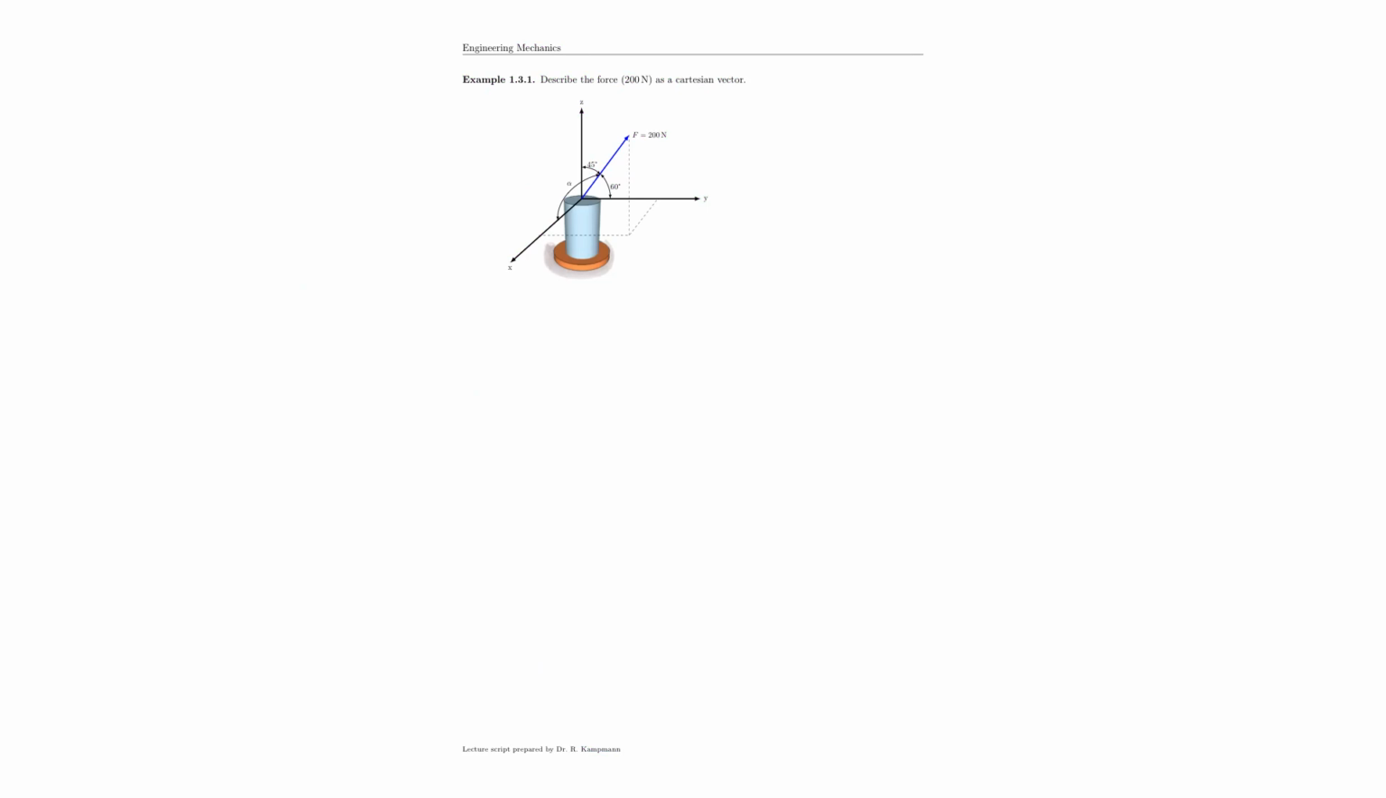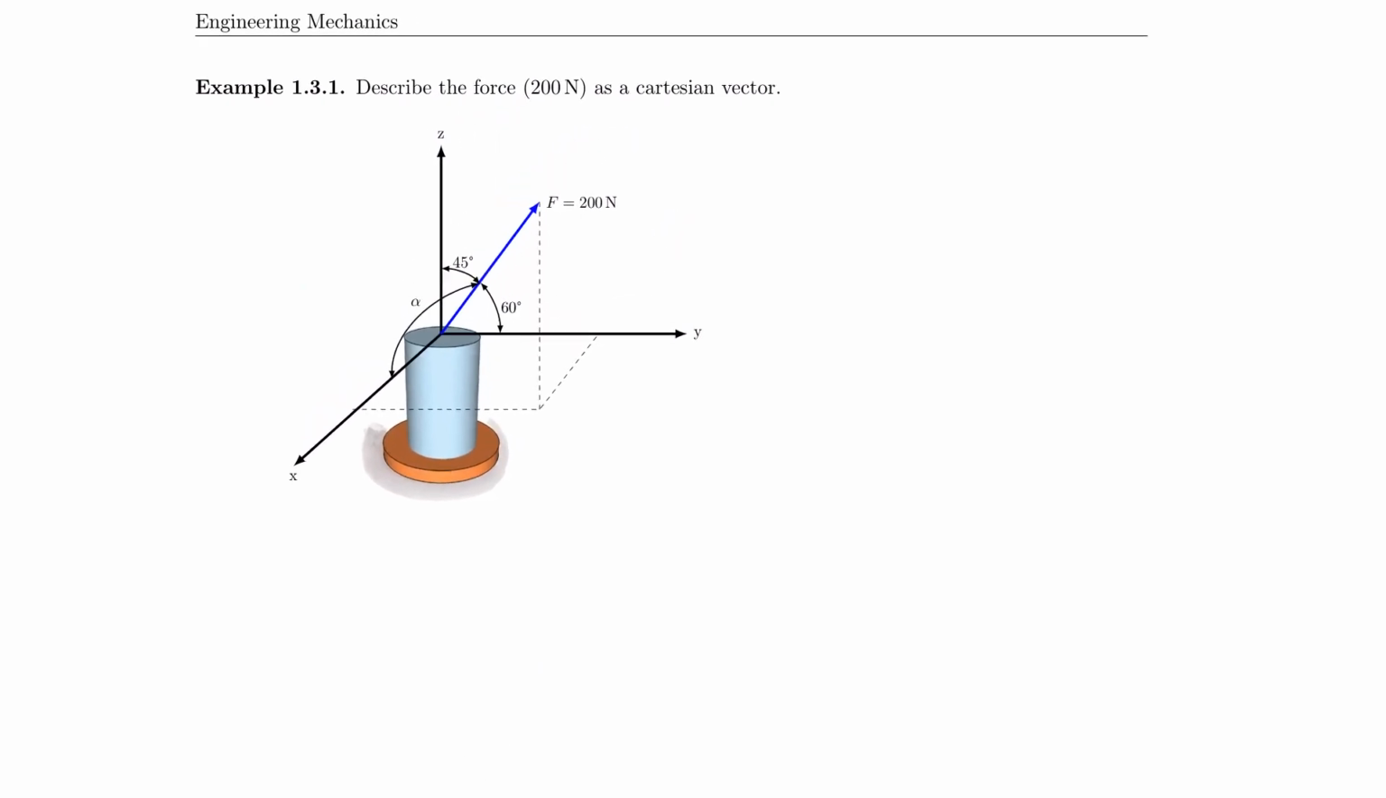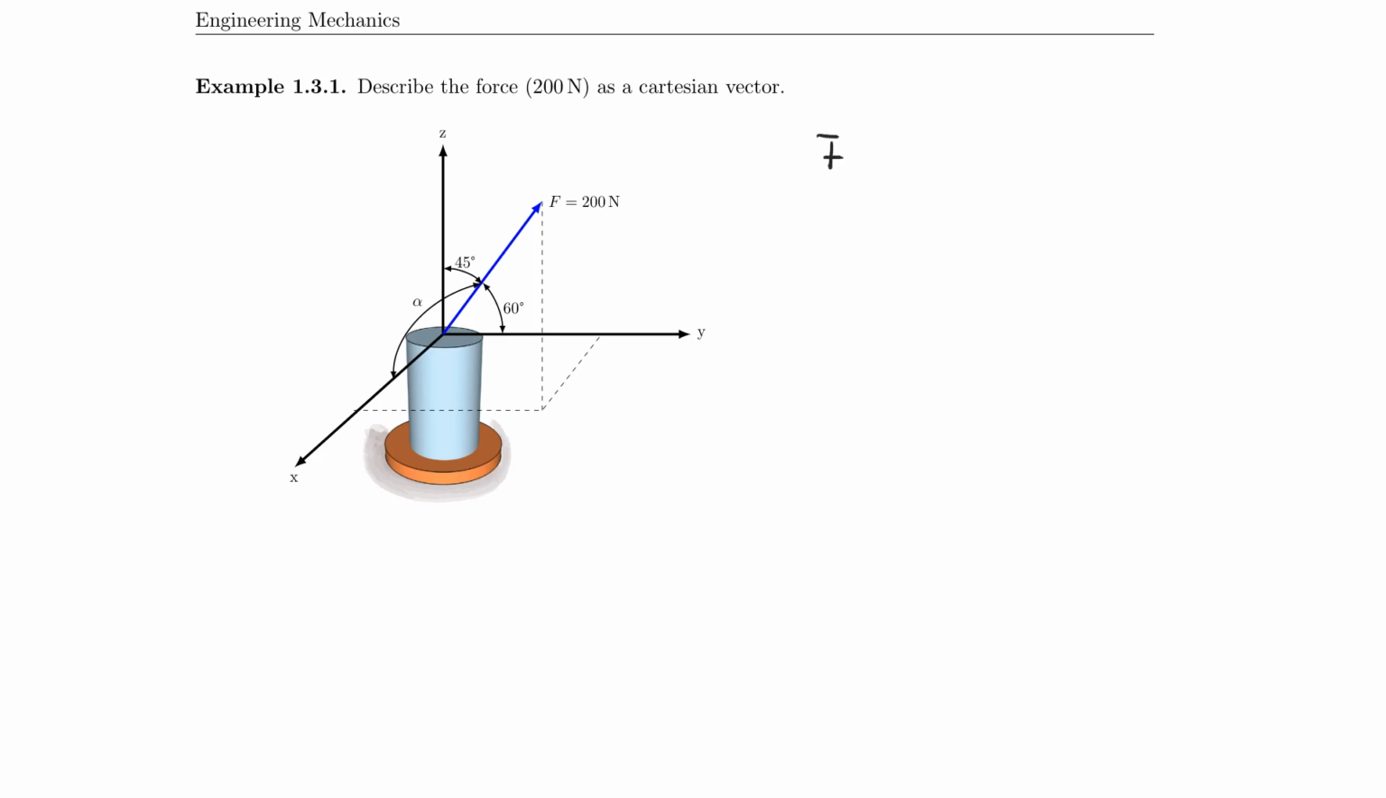So here you see our first problem, a 3D description of forces. And as always, we want to read the problem statement first. In this case, we want to describe the 200 Newton force as a Cartesian vector. What is a Cartesian vector? A Cartesian vector is something that says F is equal to Fx i hat plus Fy j hat plus Fz k hat. And so this is what we're looking for now. Nothing more, nothing less.